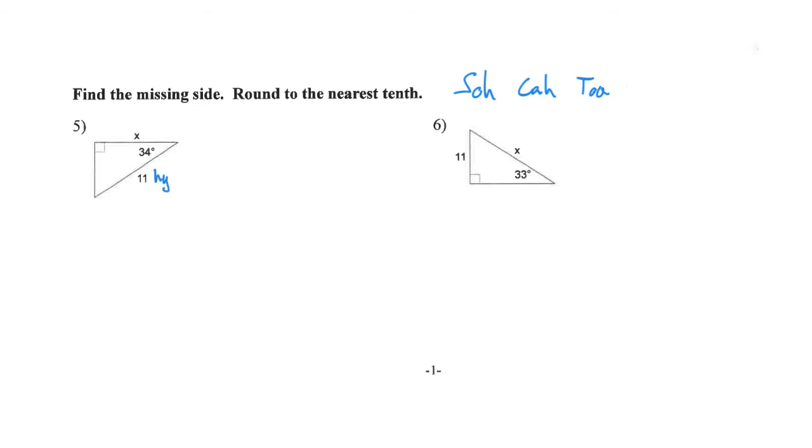So the 11 is the hypotenuse. The x is right beside the 34, so that's the adjacent. So this is going to be the cosine. So I'll set it up for you just to remind you how to do that, and then let you solve it. Cosine 34 equals the adjacent is x over the hypotenuse is 11. So just solve this for x, multiply by the 11, and you got it. So those are just review.